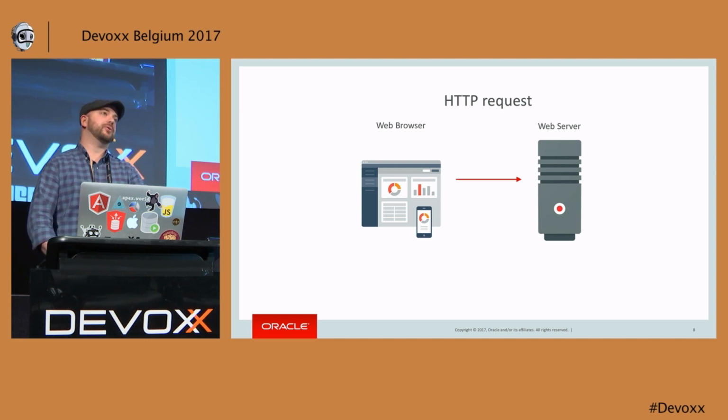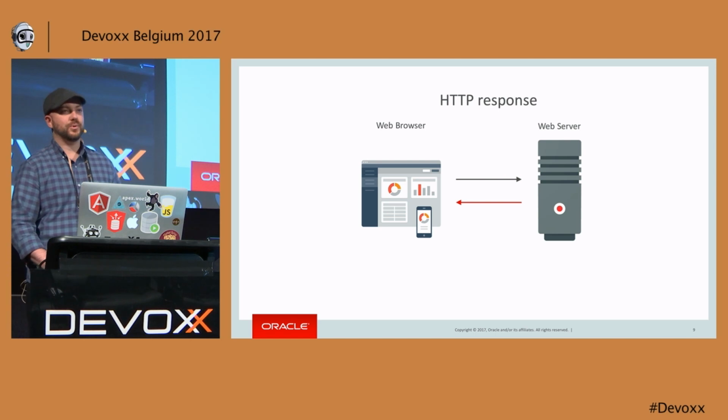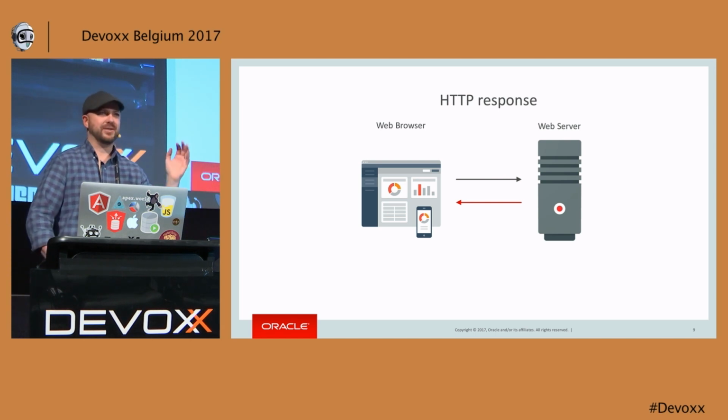So the web browser would issue an HTTP request to the web server. Web server would read some static file, usually it was Apache or something like that, and it would send the static file back to the web browser, and the web browser would render it. That was cool, it worked, but we got better.